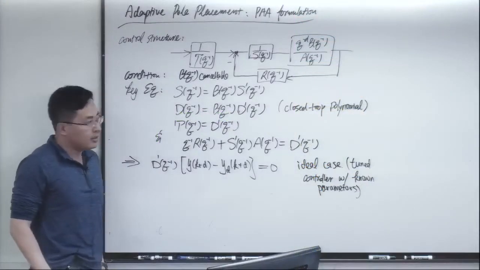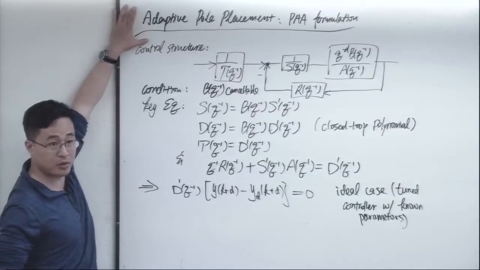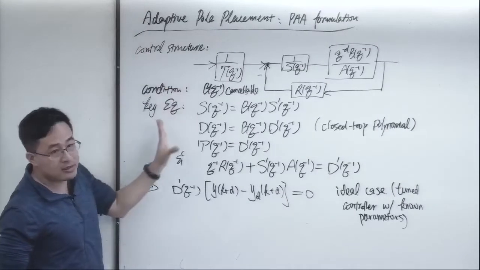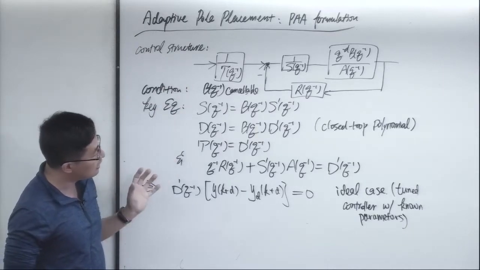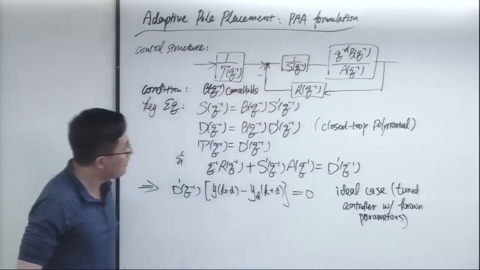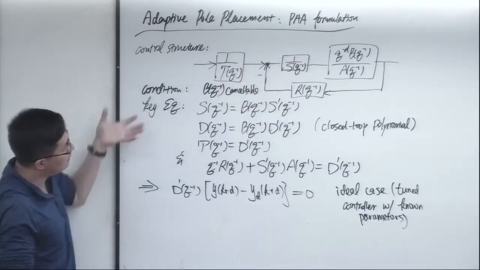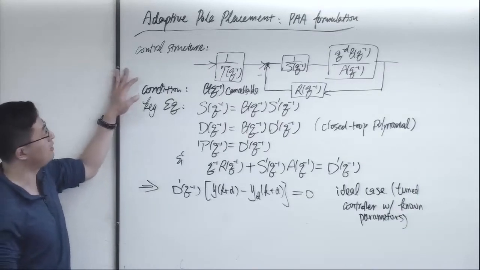All right, today we're going to work on the adaptive pole placement a little bit more. Last time we haven't talked anything about adaptation or PAA. So today I would like to formulate the parameter adaptation algorithm. First things first, here is a quick overview of what we have covered so far.